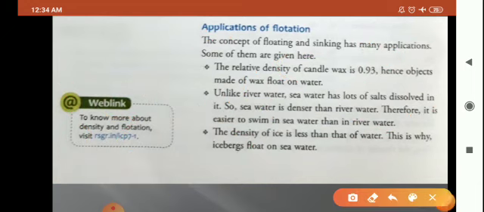Now one more application is given. The density of ice is less than that of water. Okay, the density of ice is less than the density of water. So that is the reason ice floats on sea water. Yes or no? Ice is less dense as compared to water, and that is the reason icebergs float on sea water.